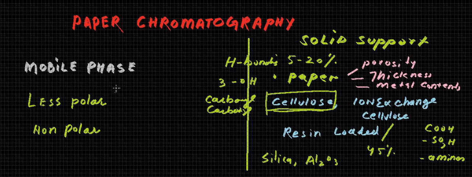As far as the mobile phase is concerned, we have the stationary phase, that is water, which is entirely a polar substance. We have to choose a mobile phase which has different polarity than water, and to the extent which can separate the components. It may be compounds like phenol water system, phenol water ammonia, butanol water acetic acid, or butanol water pyridine.